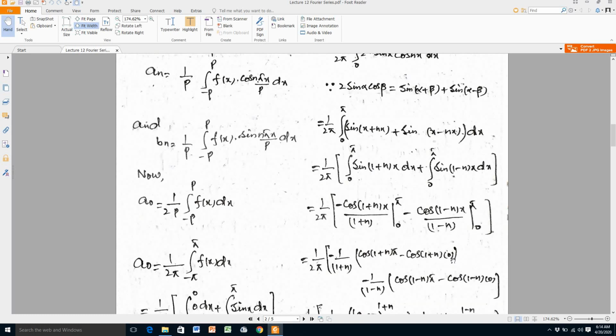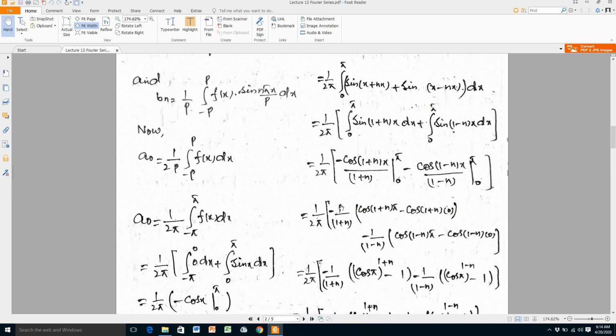So you see here 1 over 2 pi, minus 1 over 1 plus n. Now I substitute these limits here: cos (1 plus n) pi minus cos (1 plus n) times 0, then minus 1 over 1 minus n, then cos (1 minus n) pi minus cos (1 minus n) times 0.